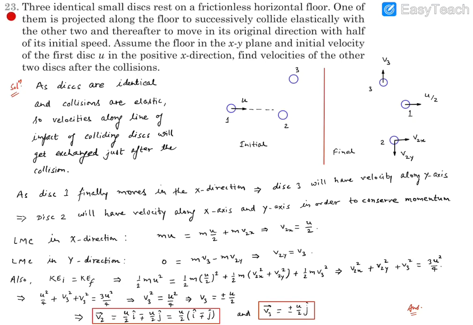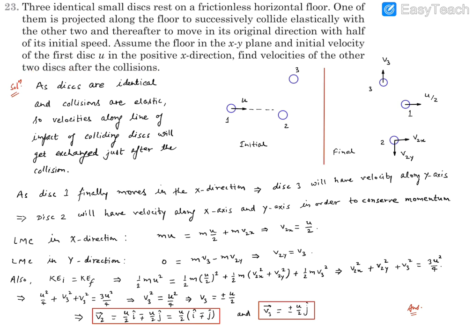Question number 23. It says three identical small discs rest on a frictionless horizontal floor. One of them is projected along the floor to successively collide elastically with the other two and thereafter to move in its original direction with half of its initial speed. Assume that the floor is marked as the xy plane and the initial velocity of the first disc was along the positive x direction. Find velocities of the other two discs after the collision.